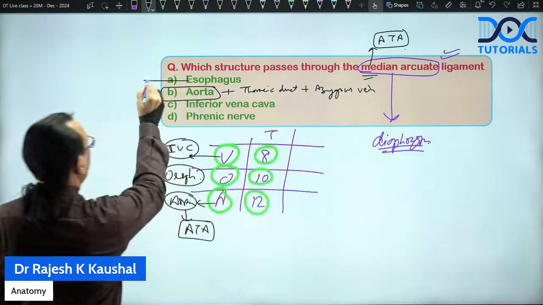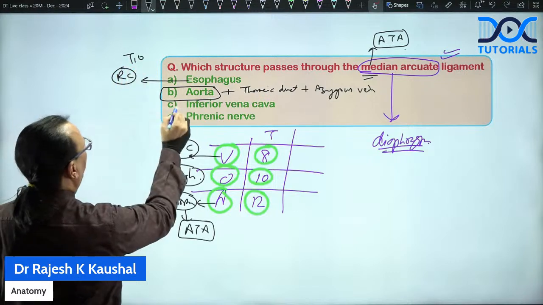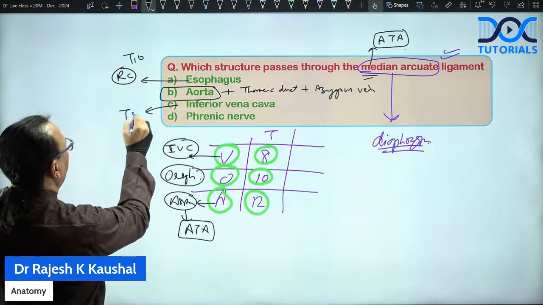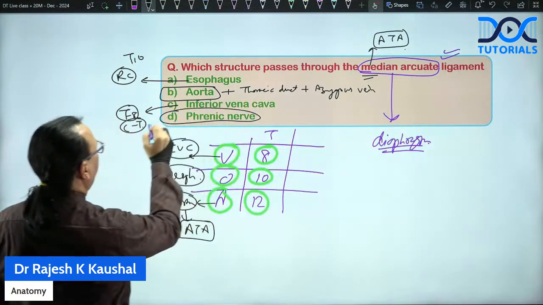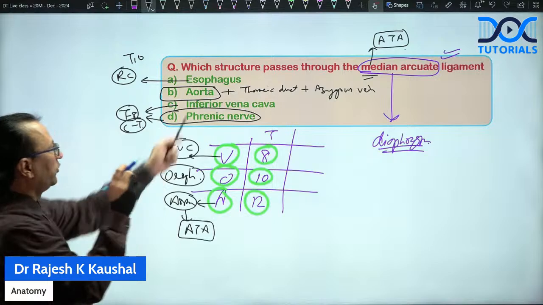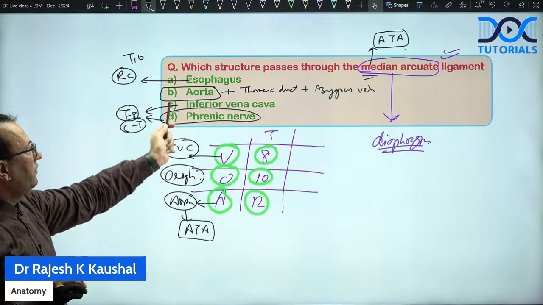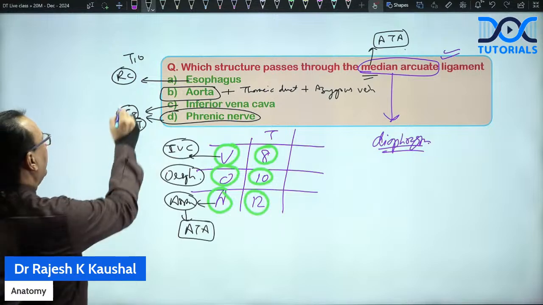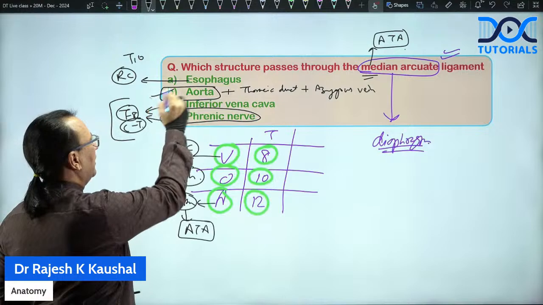What about esophagus? Esophagus is in the right crus of diaphragm, T10 vertebra. What about inferior vena cava? Inferior vena cava, T8 vertebra in the central tendon of diaphragm, along with right phrenic nerve. So both of them, right phrenic nerve, right side of midline, inferior vena cava in the central tendon of diaphragm, T8 vertebra. But keep your answer as the aorta here.